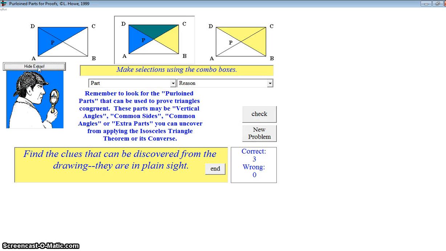Look at the two triangles separately. So what do we have here? Do we have vertical angles? Do we have the isosceles triangle theorem? Do we have its converse? Do we have extra parts, or do we have overlapping parts?